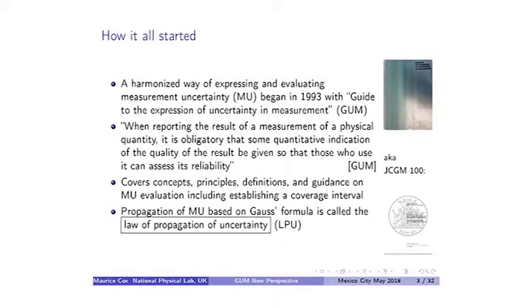It's an obvious statement. It's obvious today, but it wasn't so obvious in 1993. The GUM covers concepts, principles, definitions and guidance on measurement uncertainty evaluation, including establishing the coverage or confidence interval. The propagation of measurement uncertainty is based on Gauss's formula. It's really a linearization, based on the linearization of the measurement model.